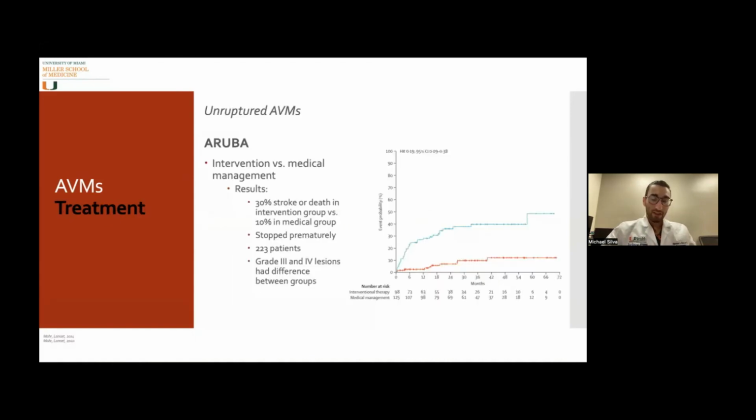So no discussion of AVMs is complete without discussion of the ARUBA trial, which we've all heard about many times. So I'll distill it down to what matters. And I know it's obviously very controversial, but it's important to know why. So the ARUBA trial compared intervention for AVMs with medical management. Looking at their results on face value, they found a 30% risk of stroke or death in the intervention group compared to just 10% in the medical group. The study was stopped prematurely, after about 200 patients, and mainly it was the grade 3 and 4 lesions that had the major differences.